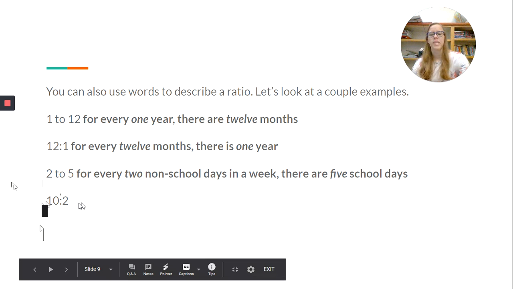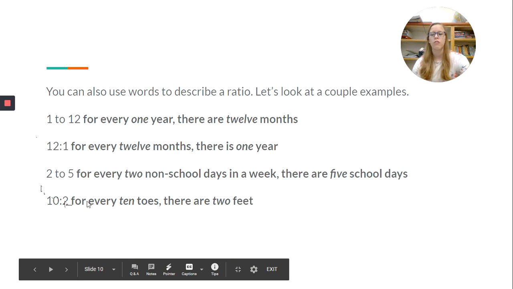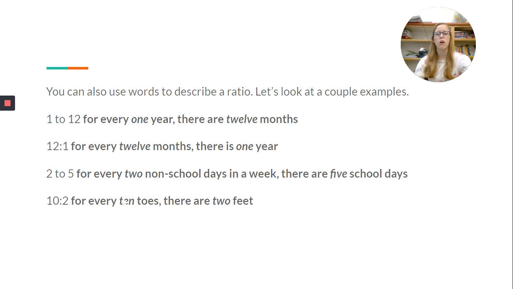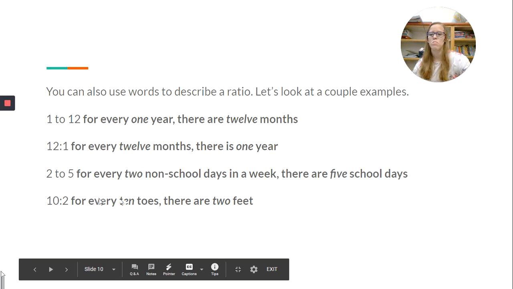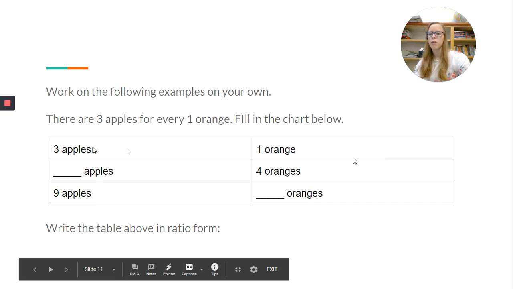And then finally, we have 10 to 2. Again, pause and hit play when you're ready. For every 10 toes, there are 2 feet. And if we would simplify this, for every 5 toes, there is 1 foot. I have 5 toes on 1 foot. Okay? Go to the next one.